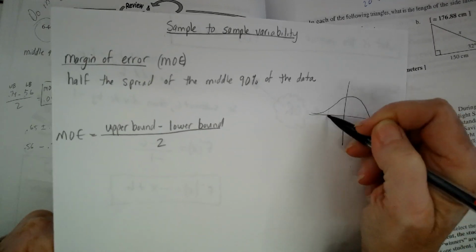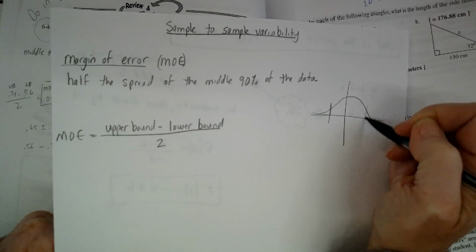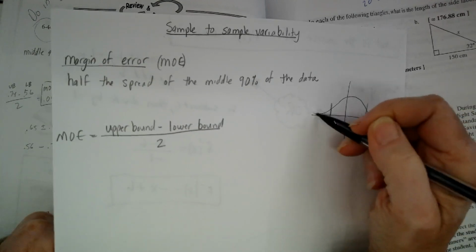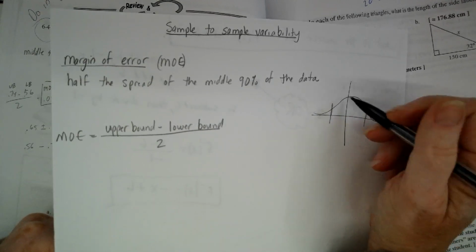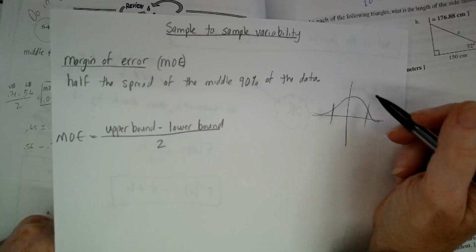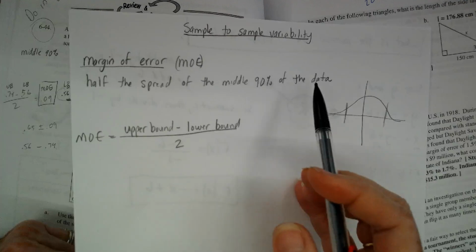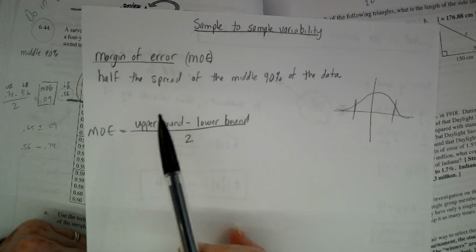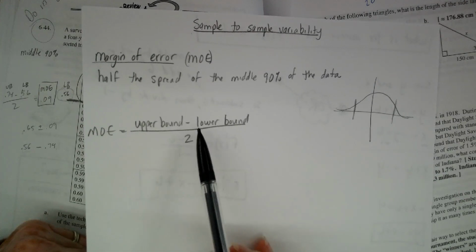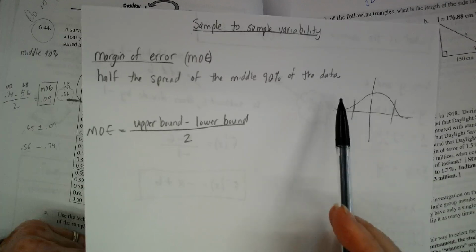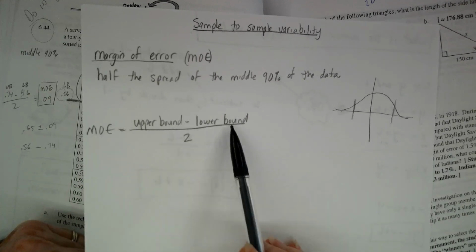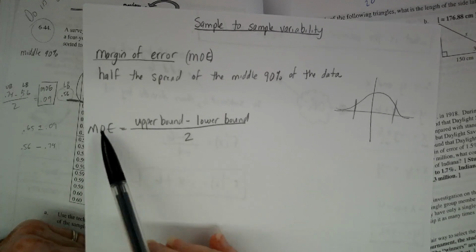It's like when you have some kind of distribution and you want to get rid of those really small and big numbers. You want the middle 90%, so that's why we have the upper and lower bound. The way you get half the spread of the middle 90% of the data is you take the upper bound minus the lower bound, and then you divide by 2. That gives you the margin of error.